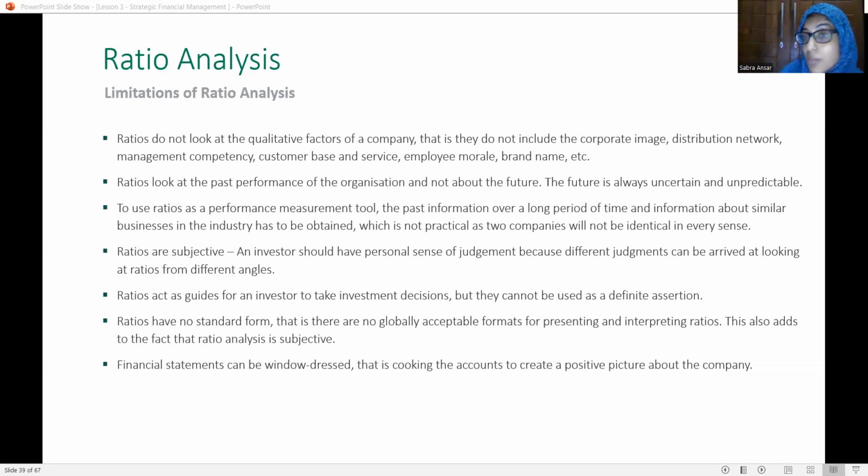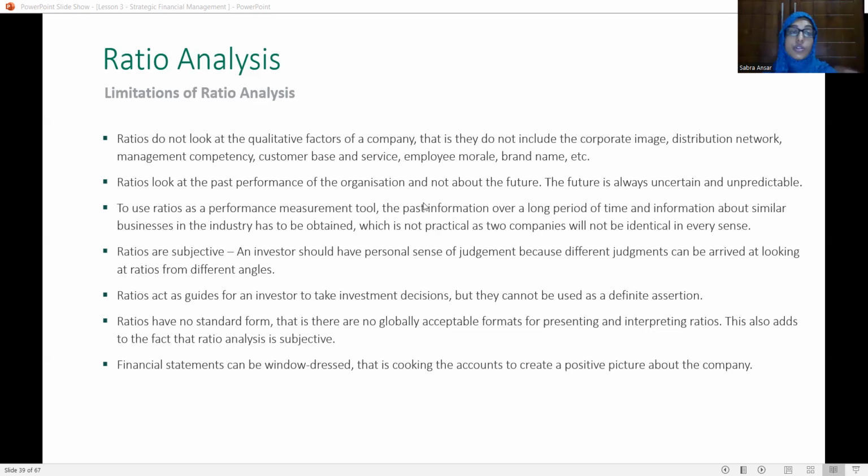Also, looking at the financial statements based on different concepts, oops, I was muted again. So one thing is not looking at the qualitative factors of the company.